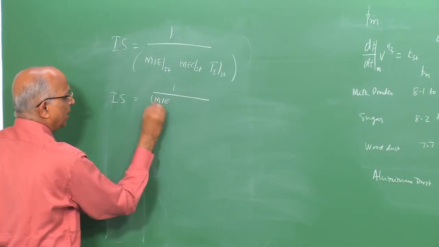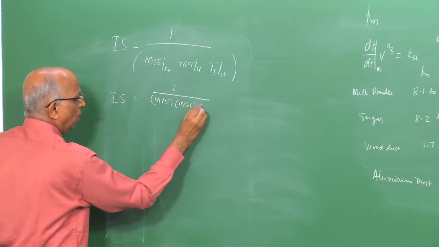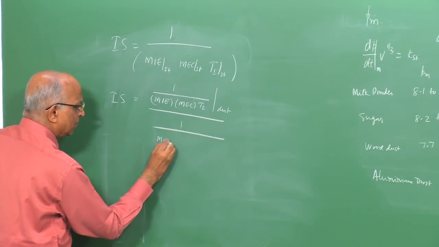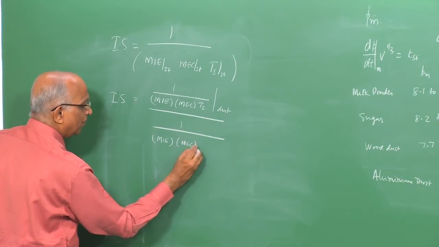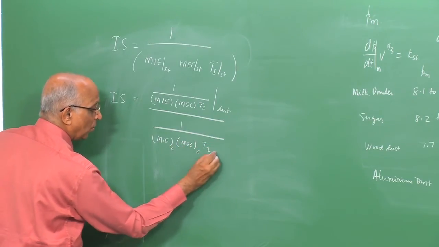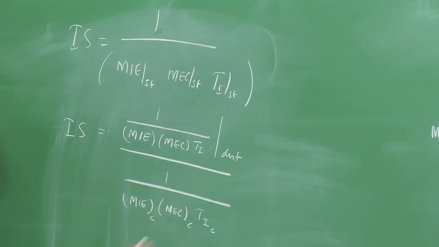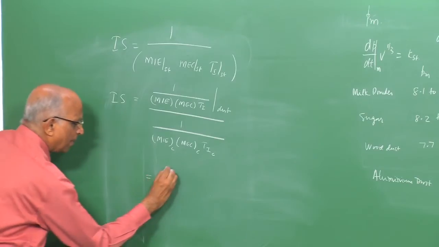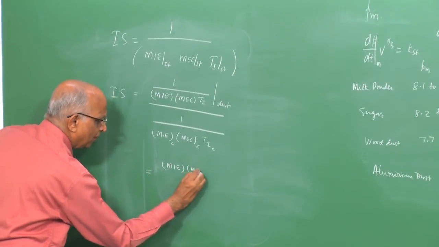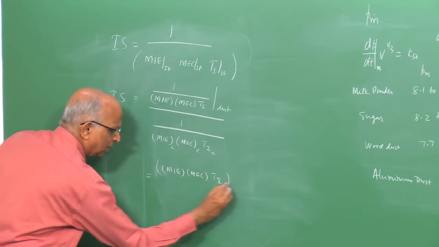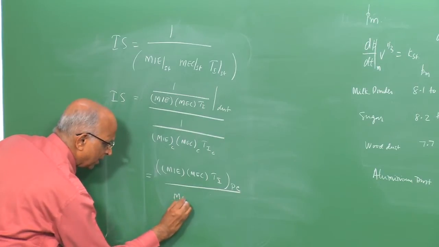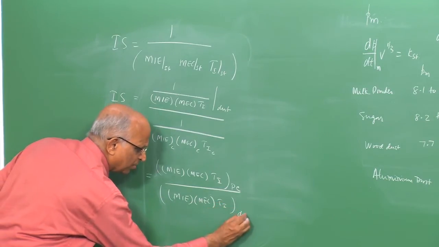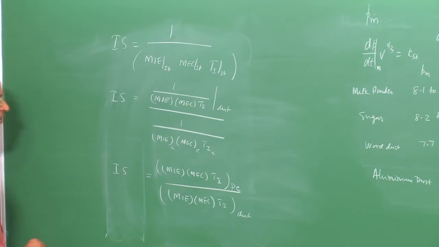Let us write it again: 1 over MIE into 1 over MEC into 1 over TI for the given dust mixture, divided by 1 over the minimum ignition energy into minimum explosive concentration and the ignition temperature, all for the standard Pittsburgh coal dust of 74 micron size. This becomes the relative ignition sensitivity of this dust mixture, which works out to be MIE into MEC into TI for the particular case of the Pittsburgh coal divided by MIE into minimum explosive concentration into ignition temperature for the particular dust mixture which we are evaluating. And this becomes the ignition sensitivity.